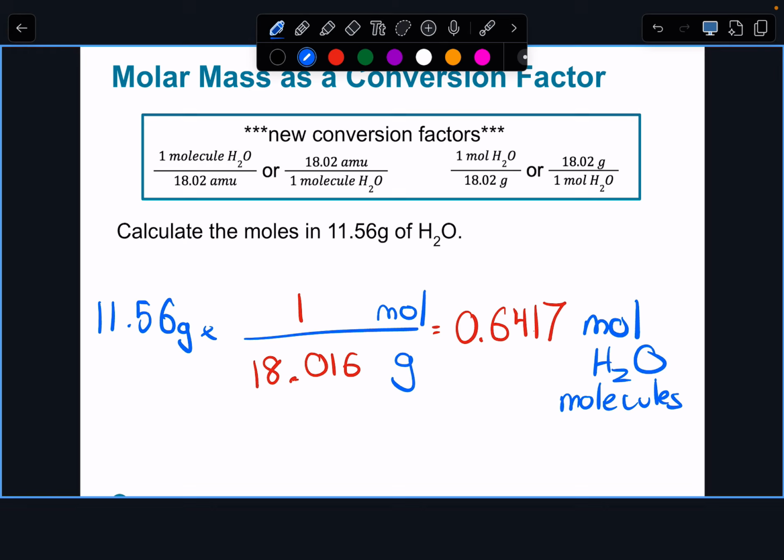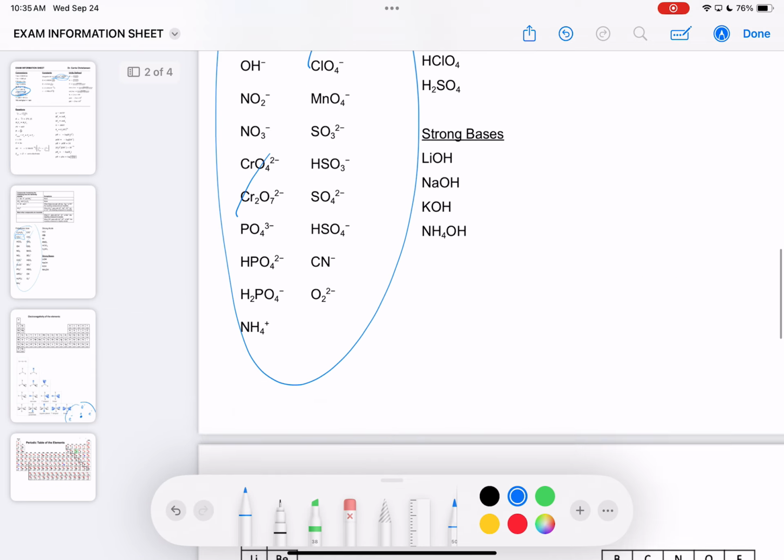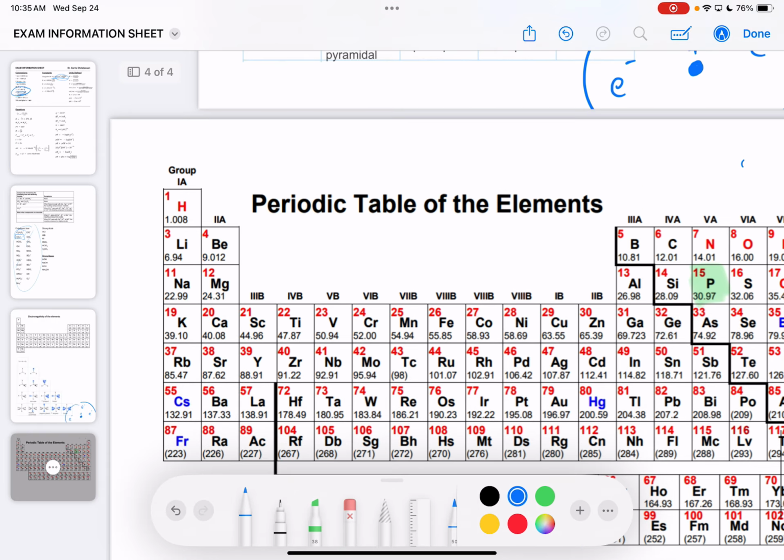Any clarifications on this, or for that matter, how to calculate water's mass? You're going to practice it in a second. So we go to the periodic table. There we go. Hydrogen's 1.008. There's 2 of them, so 1.008 times 2 plus the oxygen, which is 16. That's where we get the 18.016.